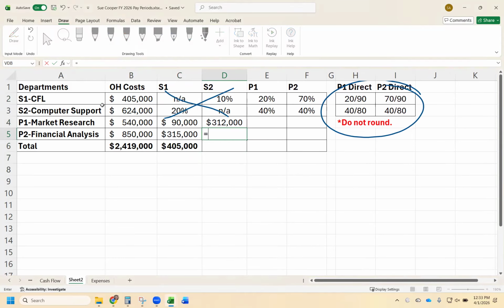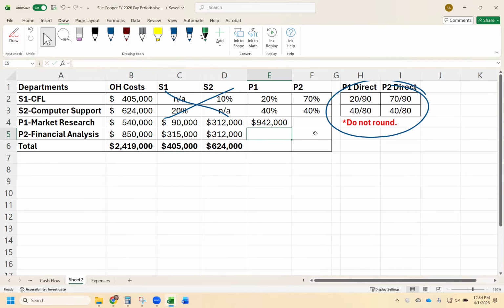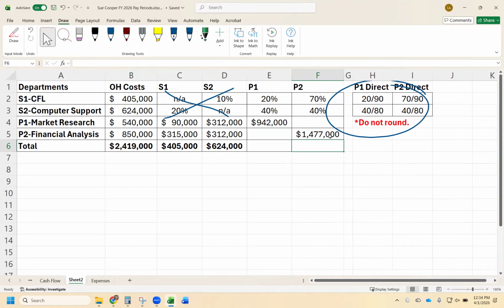And same thing, 624,000 in S2 times the second direct percentage, 40 over 80. And then add those, and it should be 624. It is. Good. Okay, and then the total for P1 is going to be 540 plus that 90 plus 312, and 942. And then this one for P2 is 850 plus 315 plus 312, 1477. All right, super. And then the total cost is 2419.